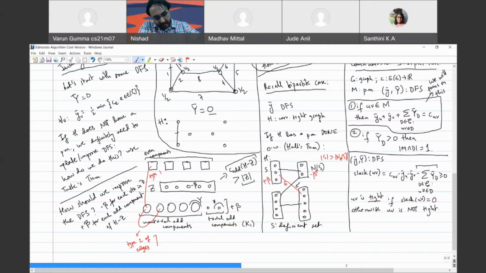So these must exist. At least one of these types of edges must exist. Otherwise, Z is a Tutte set in the graph G itself. Does everybody see this point? If you don't have such edges in the original graph G, then this will still be a Tutte set.